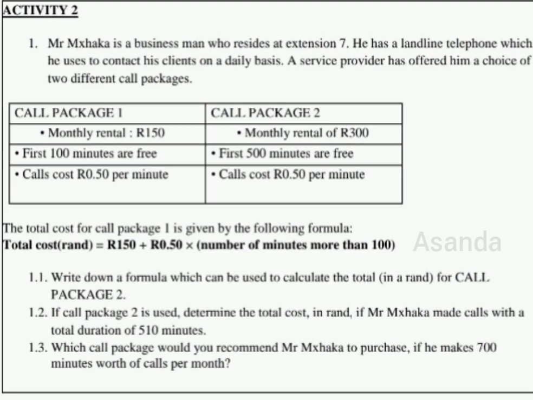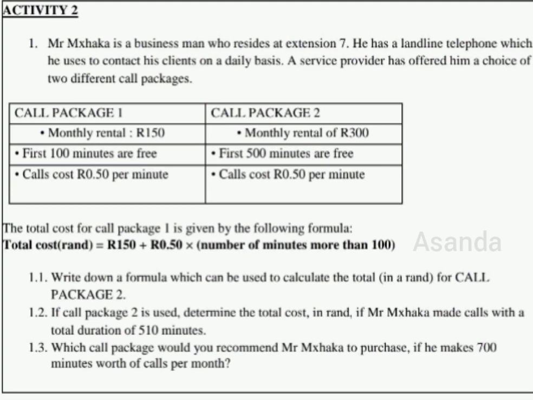So here it says, Mr. Mkaga is a businessman who resides at extension 7. He has a landline telephone which he uses to contact his clients on a daily basis. Note that he makes calls on a daily basis. A service provider has offered him a choice of 2 different call packages. Call package 1, monthly rental of 150 rands.